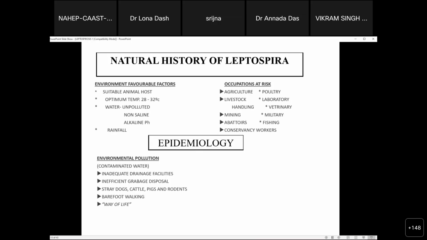Occupationally, it has been understood that several occupations are more at risk, including agriculture, livestock handling, miners, abattoir workers, conservancy workers in sewage, poultry farmers, laboratory technicians, veterinary workers, military staff, and those involved in fishing. Among home and lifestyle activities, exposure to infected pets or leisure activities like swimming, boating, kayaking, and hunting can also contribute to the development of leptospirosis.